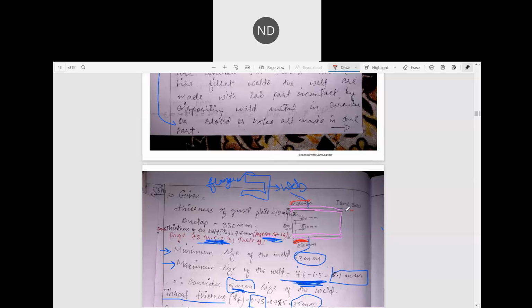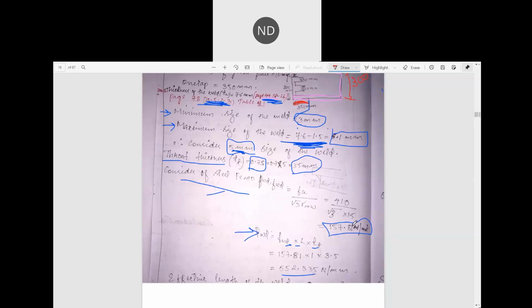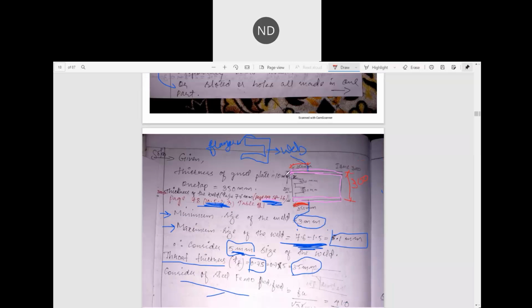This is ISMC 300, so the length of this is 300 mm. If this length is 300 mm, you see one thing: we have got 1449, that means the total length of the weld is 1449. But according to the question, the overlap is restricted. The limited overlap is given to be 350.